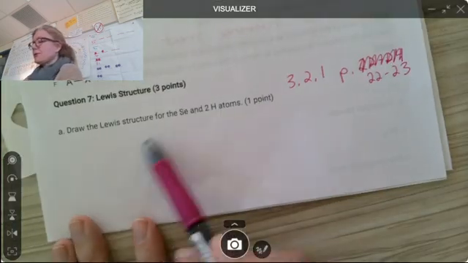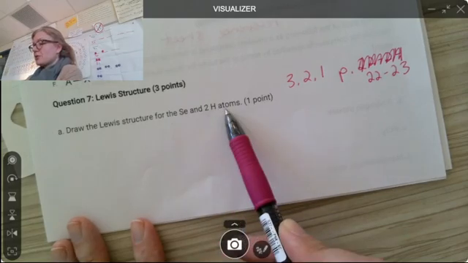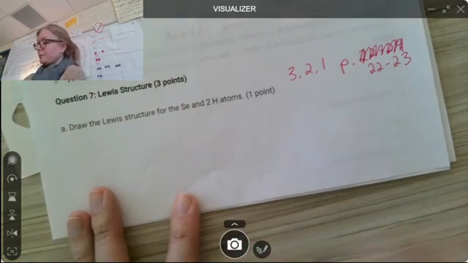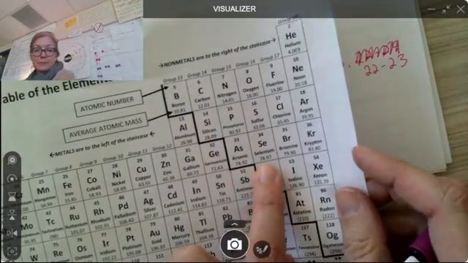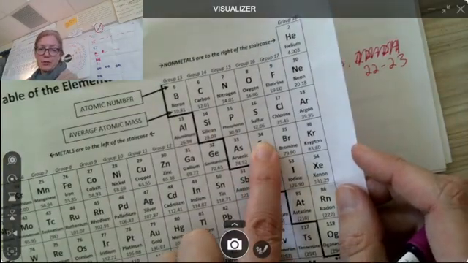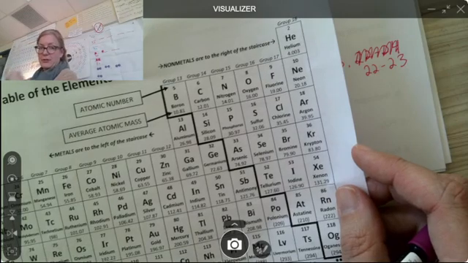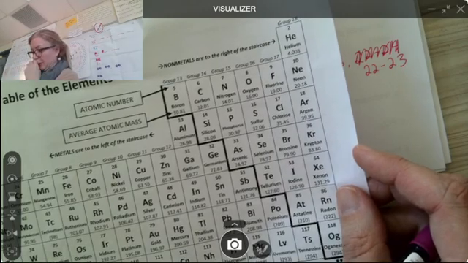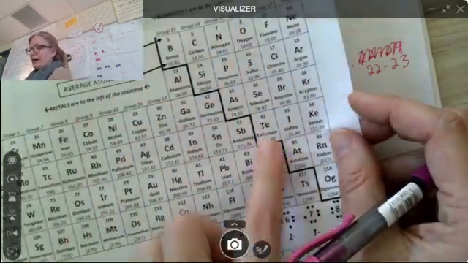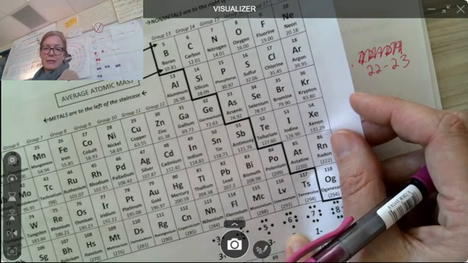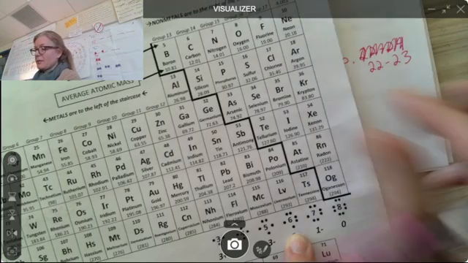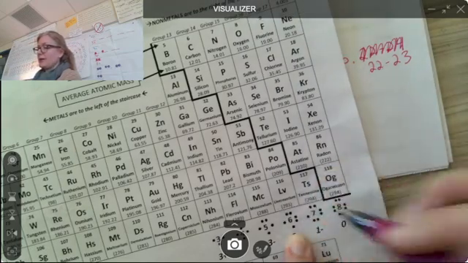So draw the Lewis structure for the Se and 2H atoms, okay? So we have Se, okay? Se is right here. It has 34 total electrons, but the valence electrons are the only thing we include in the Lewis structure. So if you look down at the bottom of group 16, you'll see that everything in this group has 6 valence electrons, and that's the way you distribute them around the symbol.